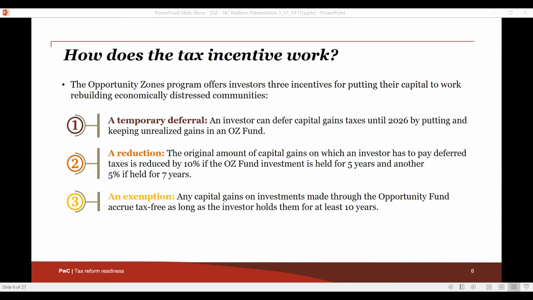Now, this is a huge incentive. The program ends in 2047, so a taxpayer has the possibility to let an investment grow tax-free for 30 years. So if someone were to buy property in a zone with intentions to hold it for at least 10 years, they are really getting great tax incentives to do this. In this next slide, we can walk through an example.